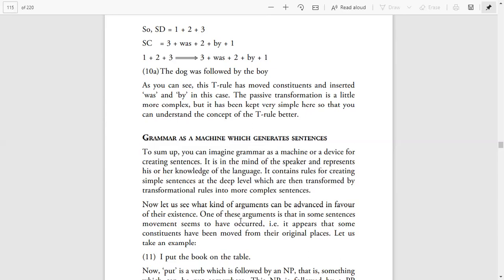And first of all, we create a sentence in the mind. Our sentence gets created in the mind of the speaker, and it represents the knowledge of the language of the speaker, right? And then what happens? Of course, there are some rules for getting simple sentences at the deep level. Then we transform these sentences by transformation rules into more complex sentences.